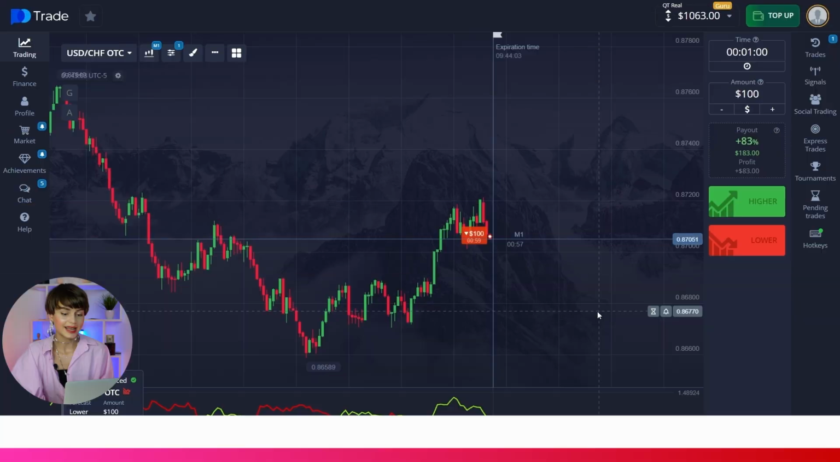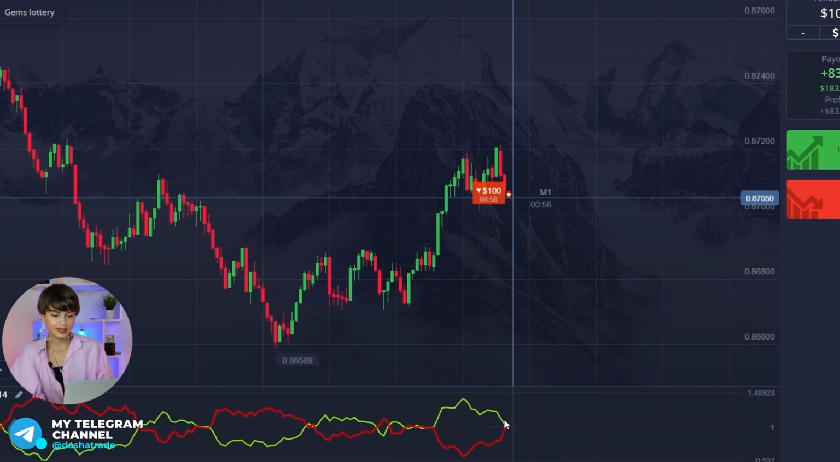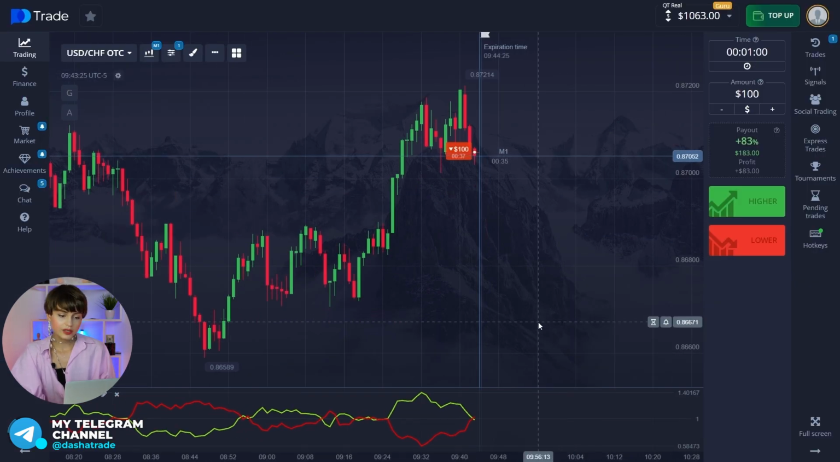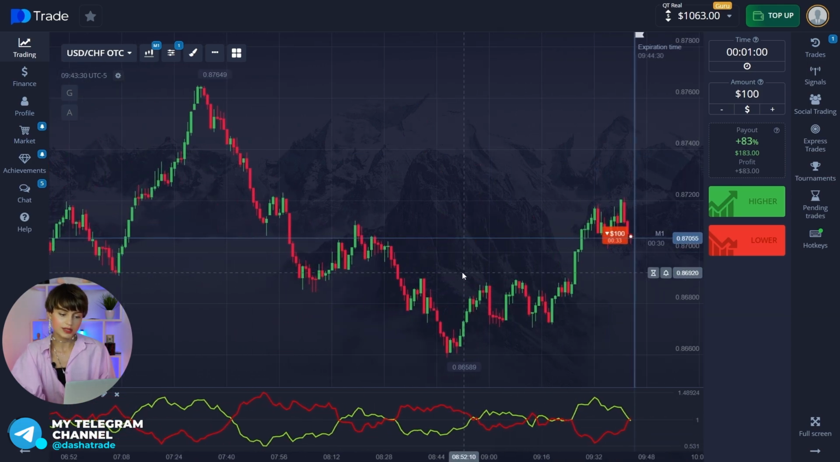So guys, there is an intersection, let's open a deal with lower. Look, the case is pretty interesting, there is an intersection. We're really close to the support level, but we still have space that we potentially can reach. Okay. If the deal is for 1 minute only, moreover there is a signal on the indicator, we can safely open a deal.